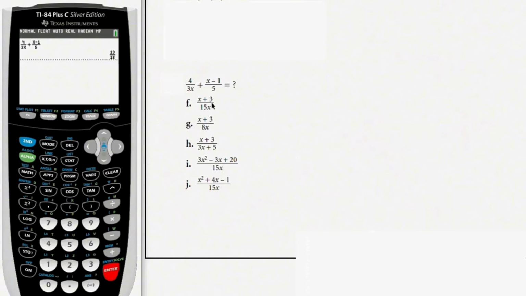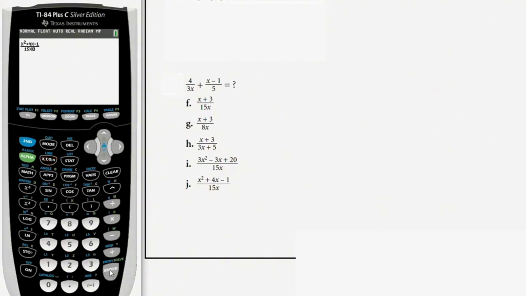Right now we're going to break down the options. Anyone that gives us 13 over 15 will be the answer to this question. Alright, so let's begin with option J and proceed upward. So option J we have is in fraction. Alright, so we have x square here plus 4x, okay, minus 1 over 15x. So that's all.